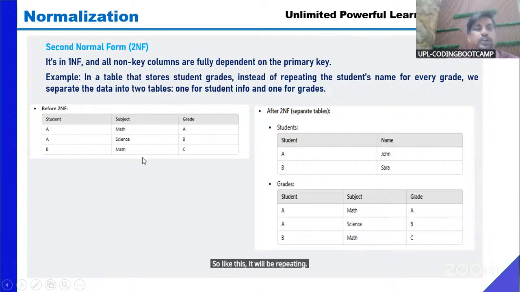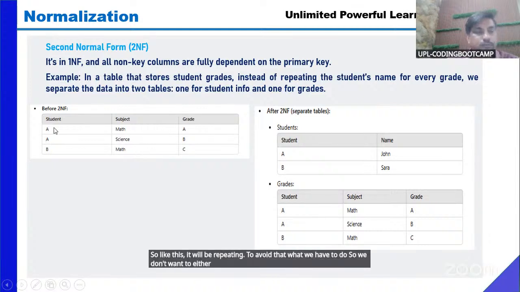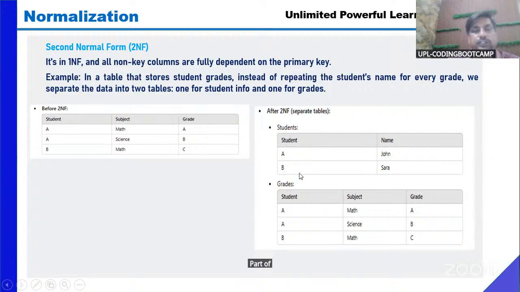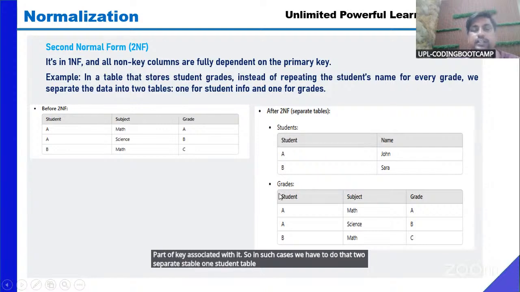To avoid that, what we have to do is, if you make this student ID or a roll number a primary key, you ensure that other columns completely depend on this. So there is no part of the key associated with it. In such cases, we have to make two separate tables. One is the student table, another one is the grade. Student details we have taken, and subject and grade we have taken separately.